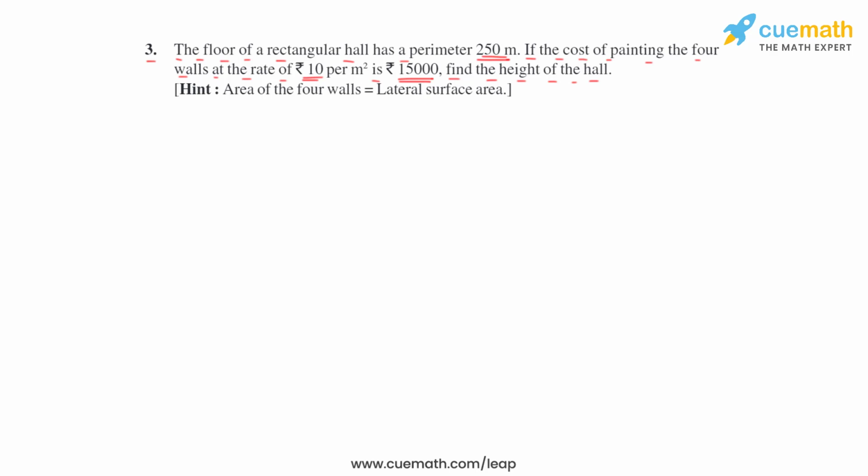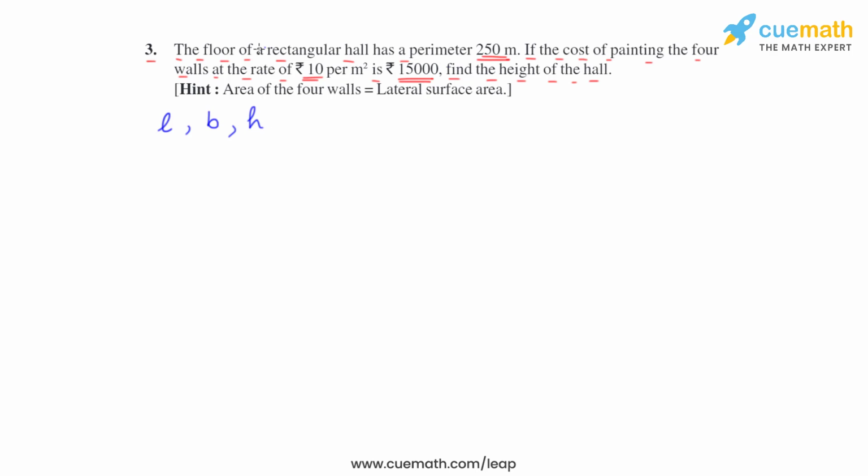So they have given that the floor is rectangular in shape because it is a cuboidal room, which means the floor will be rectangular and its perimeter is 250 meters. So let the length be L, the breadth be B, and the height be H. Height we have to find.